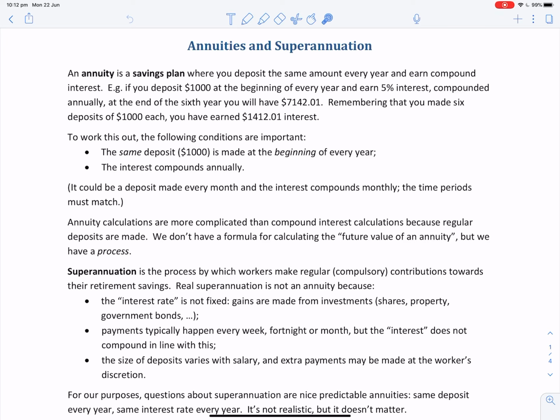So an annuity is a savings plan. You deposit the same amount every year and you earn compound interest. The example given here: if you deposit $1,000 at the beginning of every year and you earn 5% interest compounded annually, then that will amount to over $7,000 at the end. And because we made 6 deposits of $1,000 each, it's easy to calculate how much actual interest was earned. This is a much more complicated scenario than a compound interest question, where a single payment is made and then interest is earned over time.